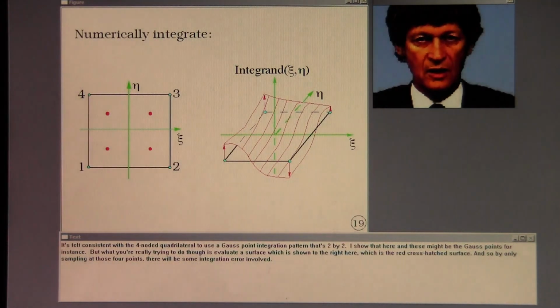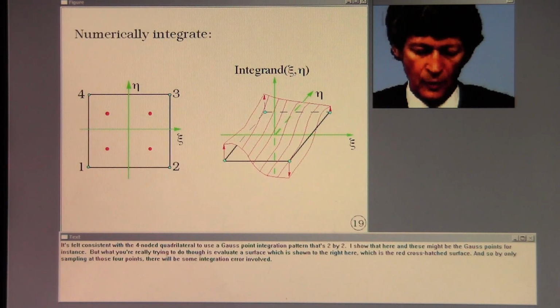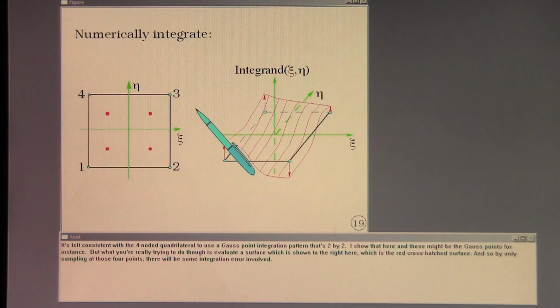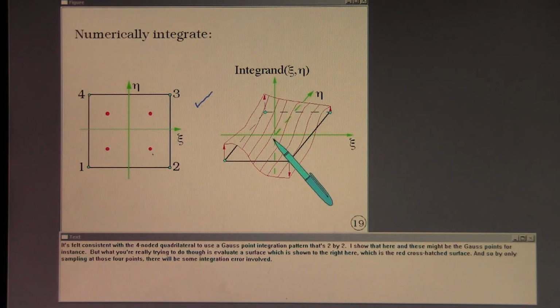It's felt consistent with the four-noded quadrilateral to use a Gauss point integration pattern that's 2 by 2. I show that here, and these might be the Gauss points, for instance. What you're really trying to do, though, is evaluate a surface which is shown to the right here, which is the red crosshatch surface. And so by only sampling at those 4 points, there will be some integration error involved.